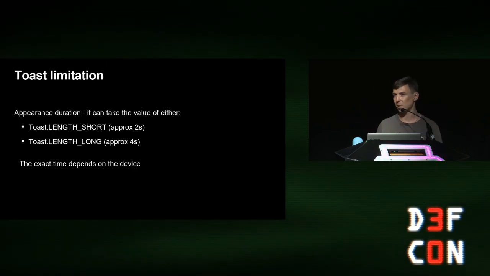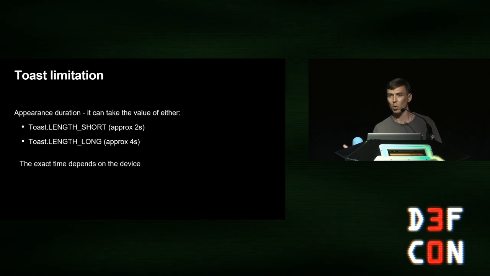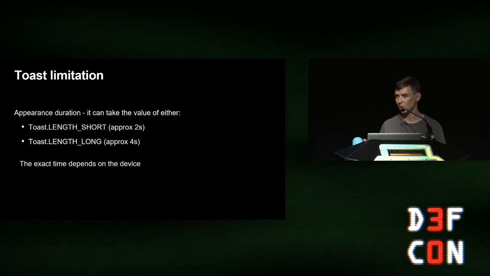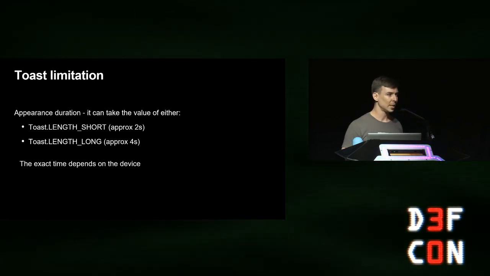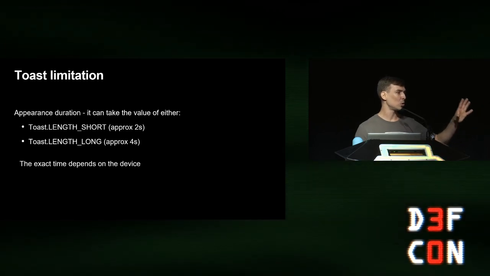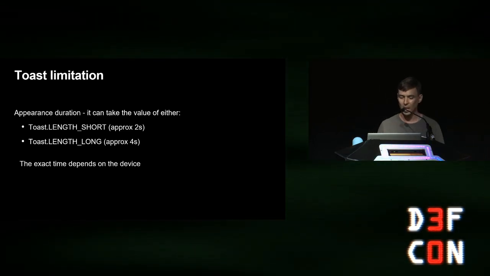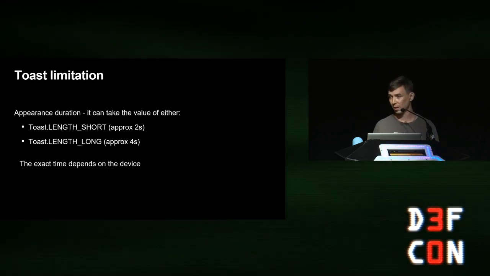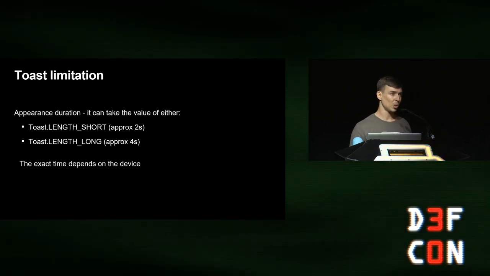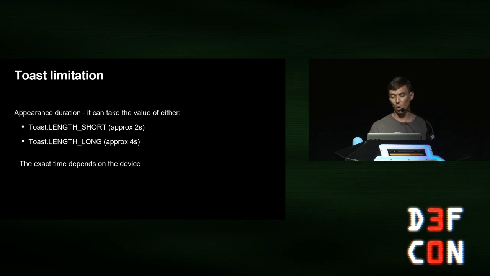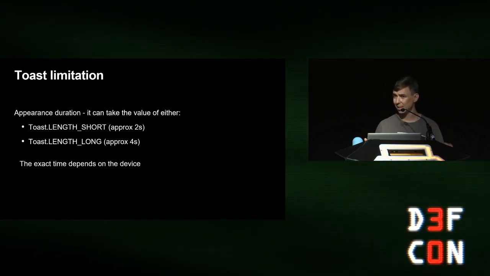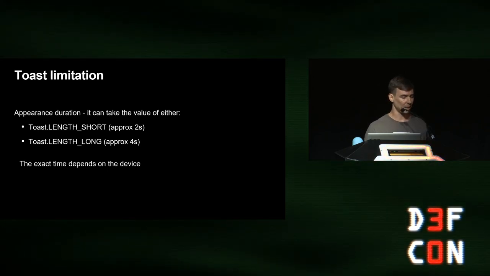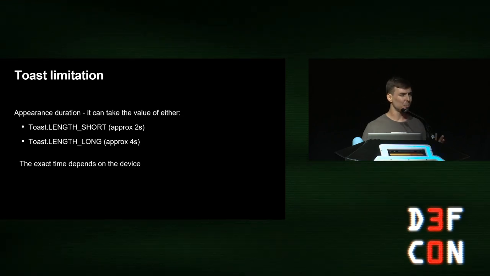So knowing that, I ask myself, okay, I can show whatever I want, wherever I want. It does have some limitations, but Toast has a limitation, appearance duration. You cannot, for example, say, show this Toast view for 2.5 minutes. It just doesn't work this way. Instead, you need to pass one of these constant values, either length short or length long. Length short will make it appear approximately for 2 seconds, and length long will make it appear for approximately 4 seconds, and then it disappears. Actually, exact time can be different between different devices, but this is pretty much accurate.